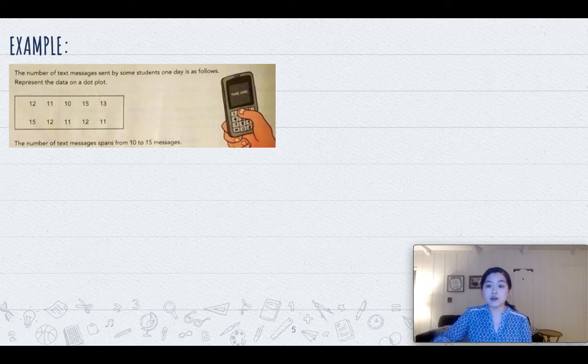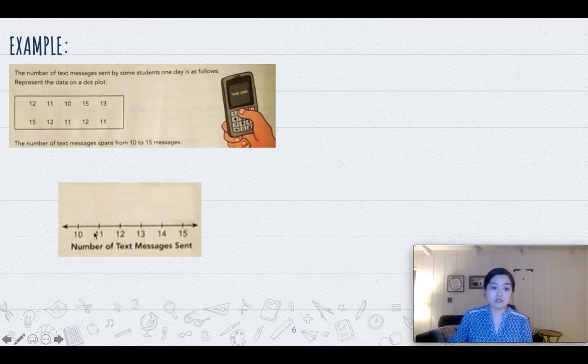So we have to draw a dot plot, and to start drawing a dot plot, we have to draw a number line. We're going to start our number line from the least amount of text messages and end our number line at the most amount of text messages. So it's between 10 and 15. Make sure you have equal spacing between the numbers. Okay, so 10, 11, 12, 13, 14, 15.